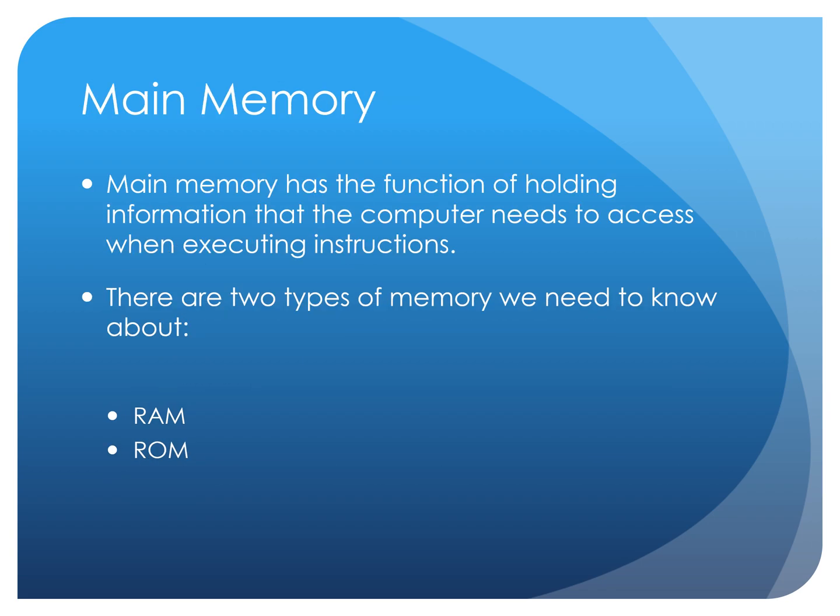Okay, so let's start out by looking at main memory as a whole. What is it? Well, main memory is the function of holding information or data that the computer needs to access when executing instructions. There are two types of memory that we need to know about. Those are RAM and ROM.